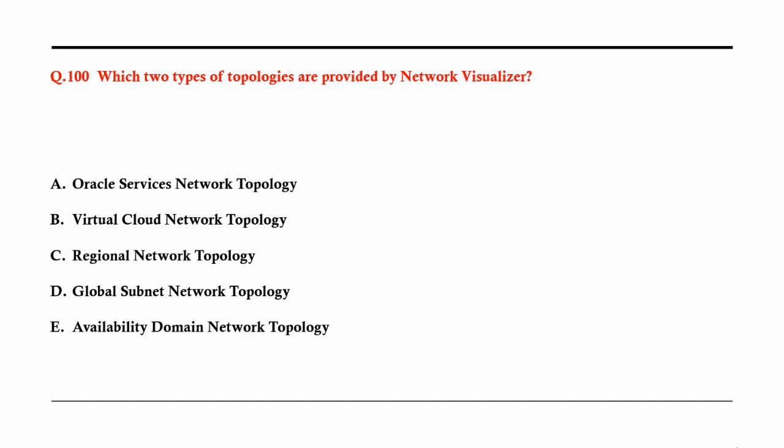Question 100. Which two types of topologies are provided by Network Visualizer? The correct answer is B and C. B stands for virtual cloud network topology and C stands for regional network topology.